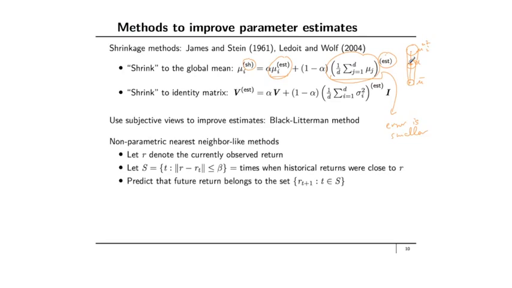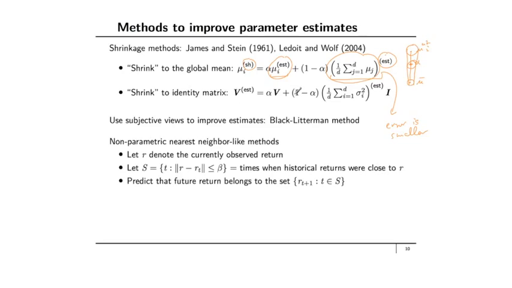The trade-off is as you decrease alpha and start coming closer to the global mean, you have less information about what the asset is going to do, but you have less statistical error. As you increase alpha, you have more information of what the asset is going to do, but you have more estimation error. So somewhere in between is the best thing.